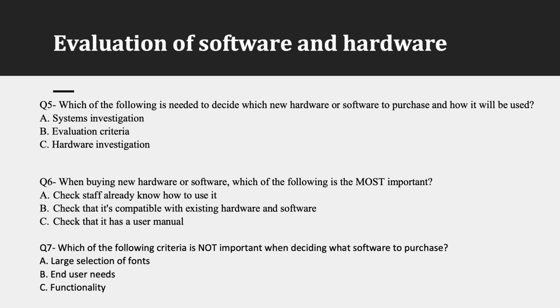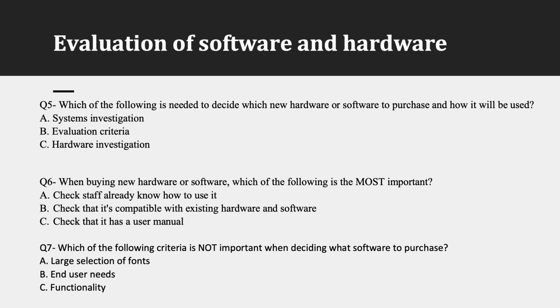Question number 6. When buying a new hardware or software, which of the following is most important? A, check staff already know how to use it. B, check whether it's compatible with existing hardware or software. Or is it C, check that it has a user manual?